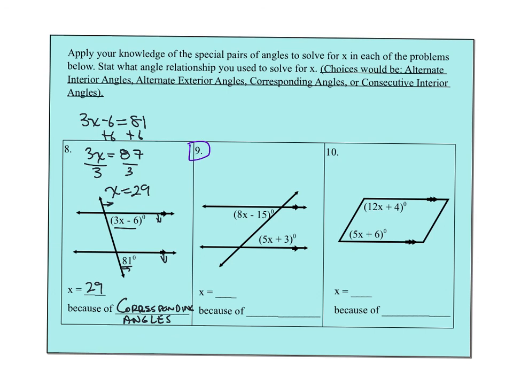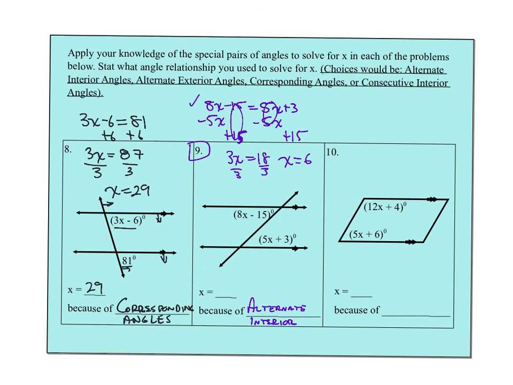I really hope you recognize that as alternate interior. Okay, those are alternate interior, and they're going to be equal to each other. So 8x minus 15 equals 5x plus 3. So if you got that, then congratulations, you're on the right path. Very good. So now it just becomes algebra. That is a 5. So that becomes 0. That becomes 0. 3x equals 18. X equals 6.